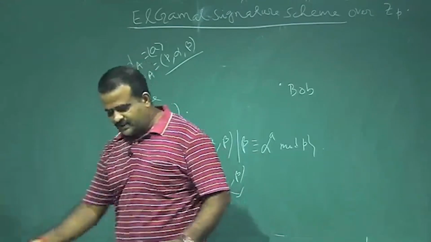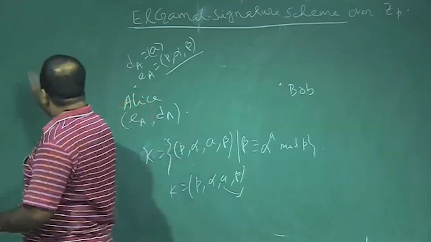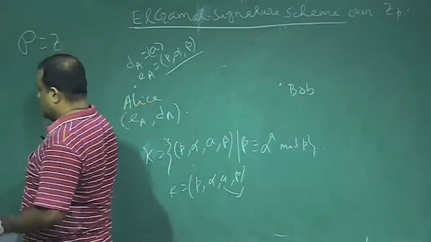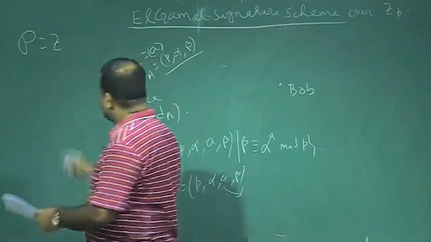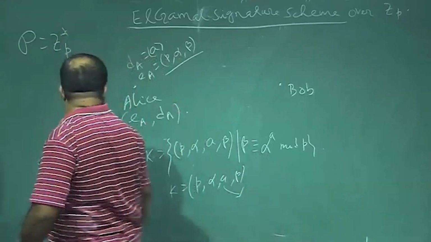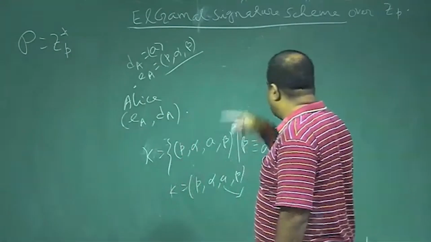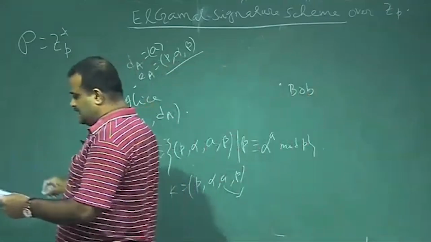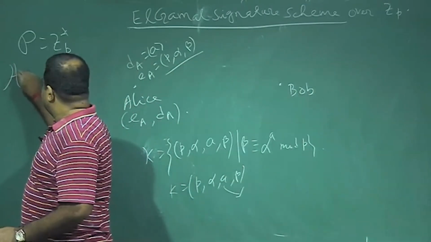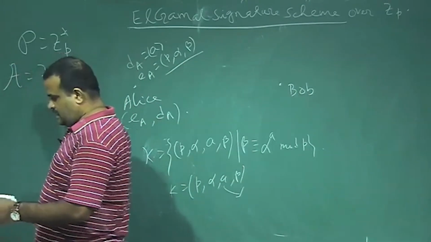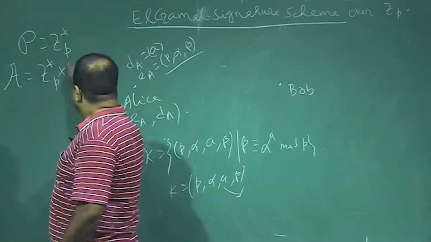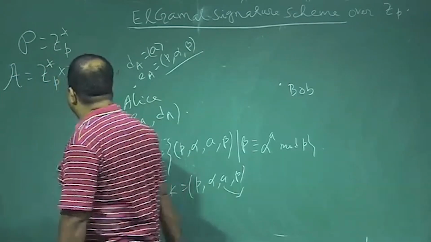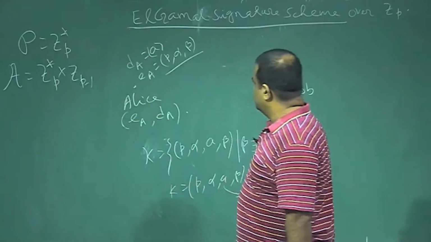Okay. So, the plaintext space is basically Zp star. Sorry, Zp star, not Zn star. And the set of all signatures is basically Zp star cross Zp minus 1. This is the set of all signatures.